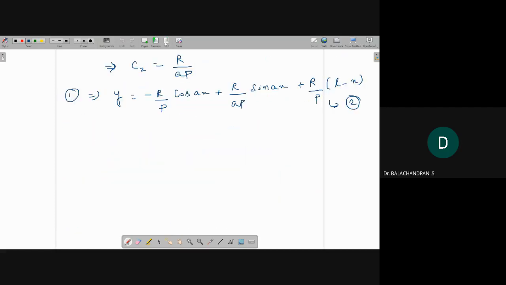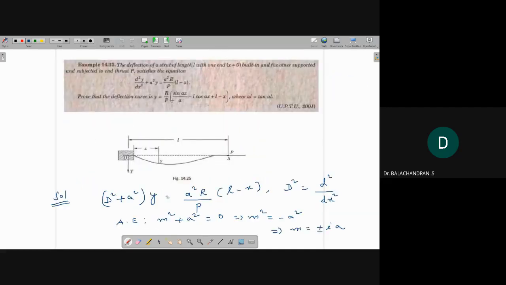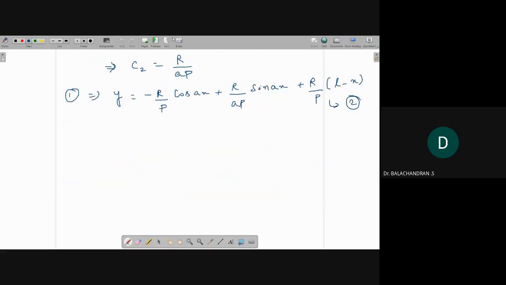So now, the question is, we know that we need to do up to this step. But they're asking, prove that the deflection curve is y equal to r by p in this form. So here also you have L cos AX, L minus X. This is the indicator that we need to use the boundary condition at X is equal to L.